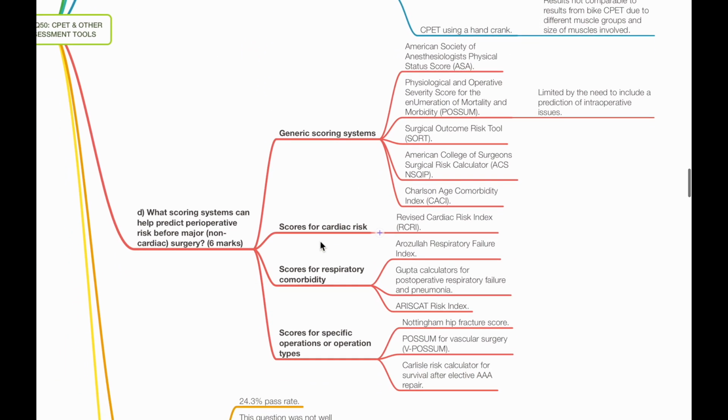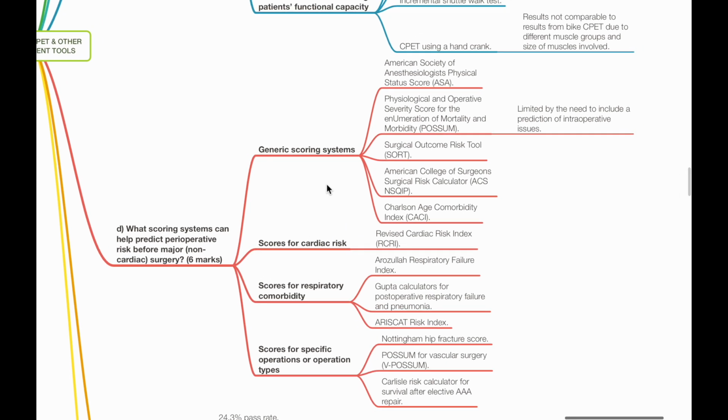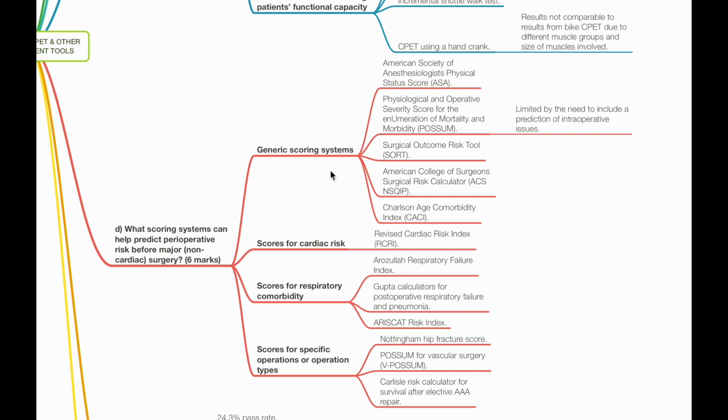D. What scoring systems can help predict perioperative risk before major non-cardiac surgery? This includes generic scoring systems such as ASA, POSSUM, SORT, ACS NSQIP, and CACI. Scores for cardiac risk include the Revised Cardiac Risk Index, RCRI.